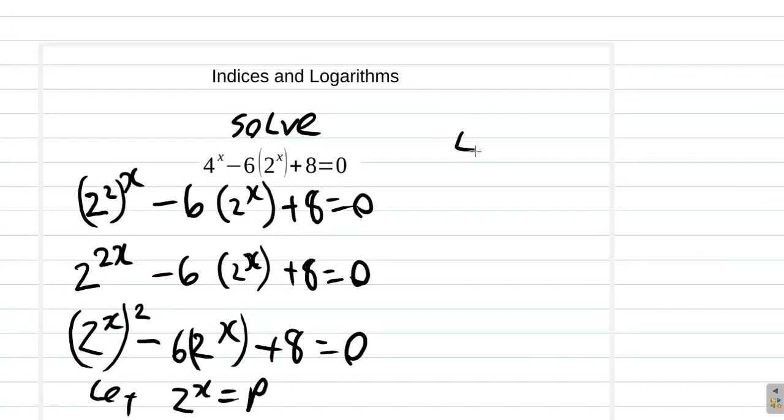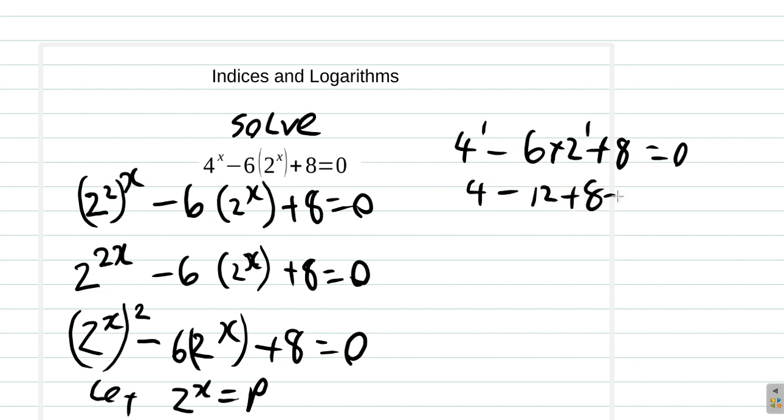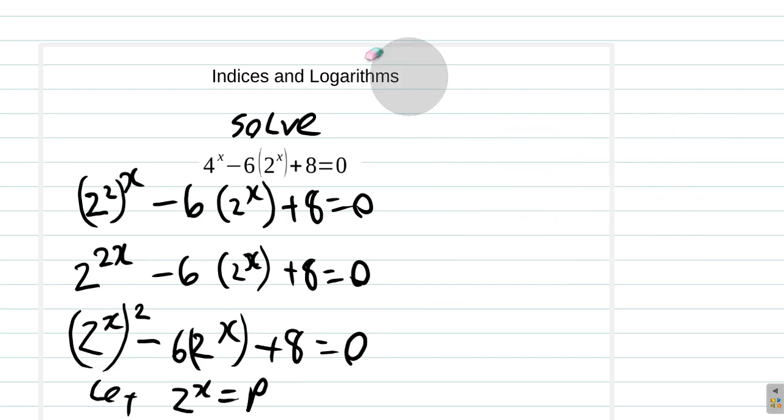Suppose x is 1. It means 4 to the 1 minus 6 times 2 to the 1 plus 8 equals 0, right? 4 to the 1 is 4, minus 2 to the 1 is 2, 2 sixes are 12, plus 8 equals 0. So 4 minus 12 is negative 8, plus 8 equals 0. Alright, so that happens when x is 1, we see that.